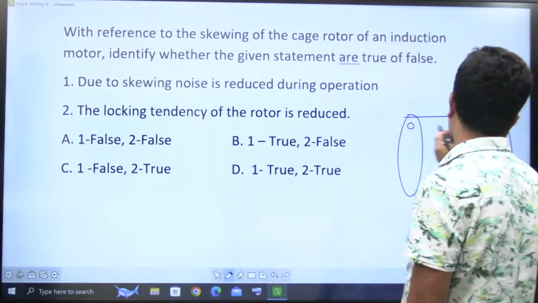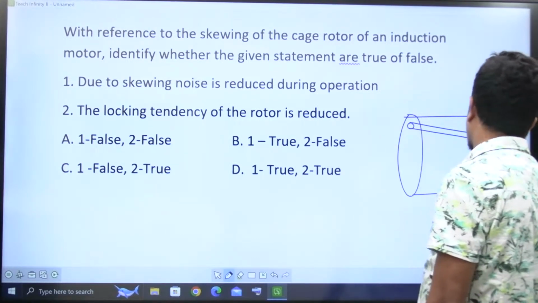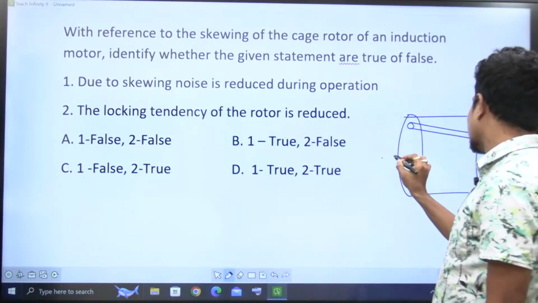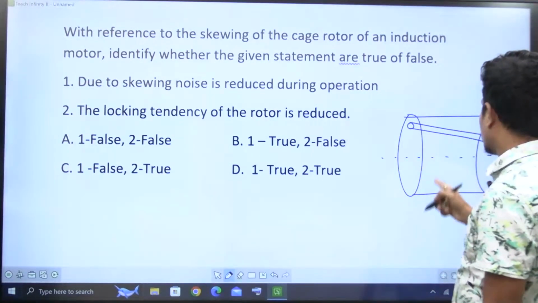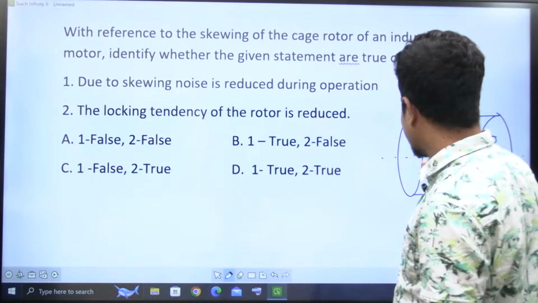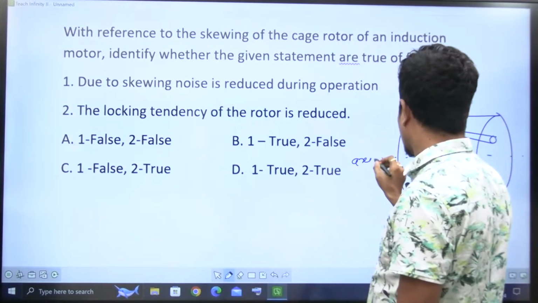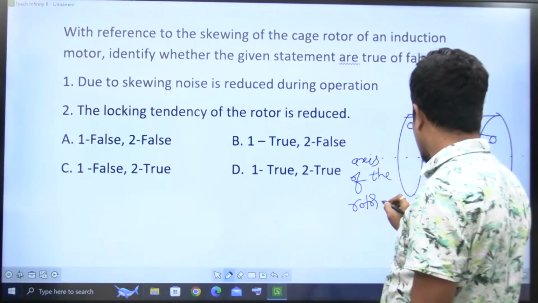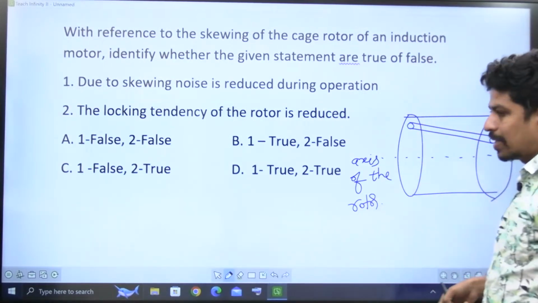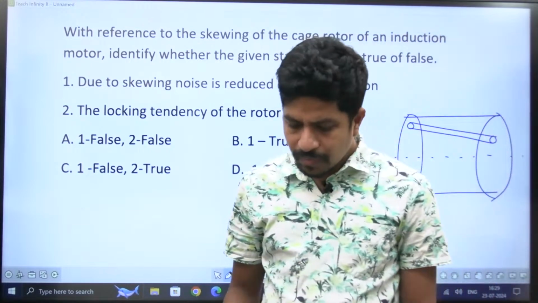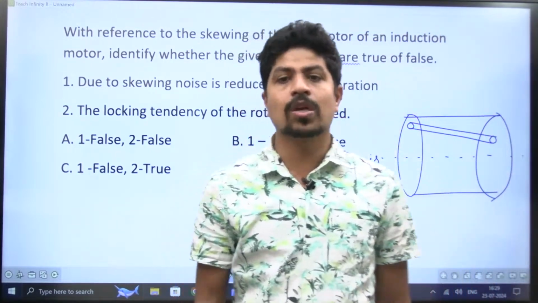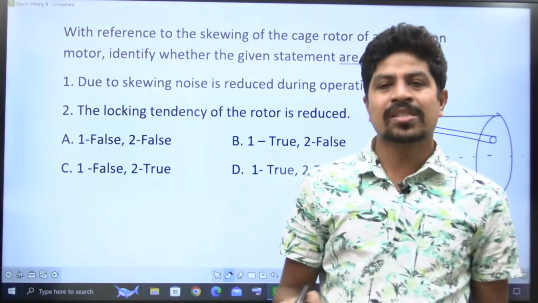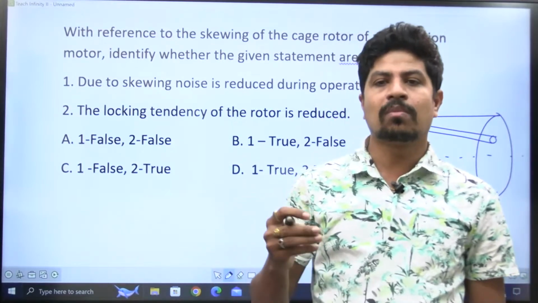Here will be the slot. So this way we are going to maintain some angle from slot to slot, not in a parallel way. This is the axis of the rotor, but these rotor bars are not parallel to the axis of the rotor. The purpose of skewing is to reduce an unwanted effect called cogging, which means your rotor is going to make some noise and vibrations.